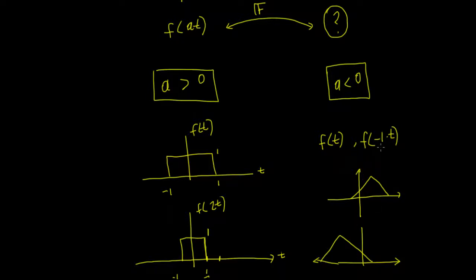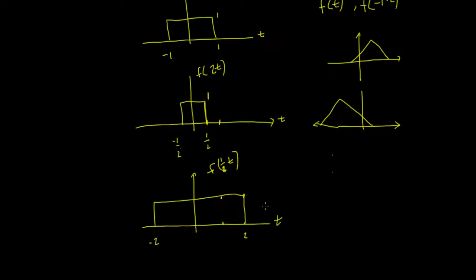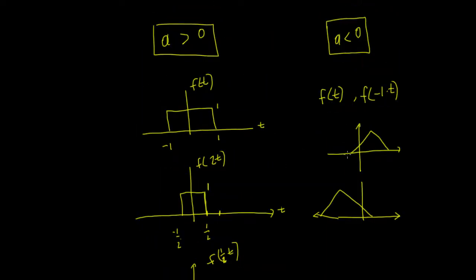And of course, if it's minus 5, then it'll be flipped in that axis and compressed. And if it's say minus a half, it'll be flipped in that axis and it will be stretched. So you can see these two processes are slightly different. This one has an extra factor in it, so we have to look at them separately when we look to see what the Fourier transform is going to be.